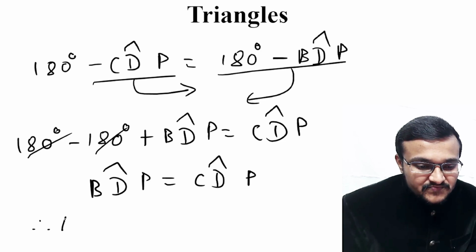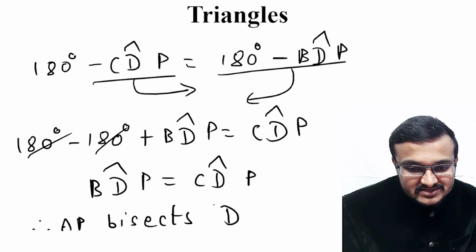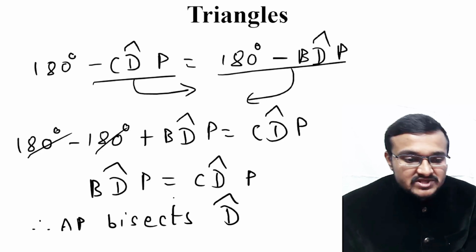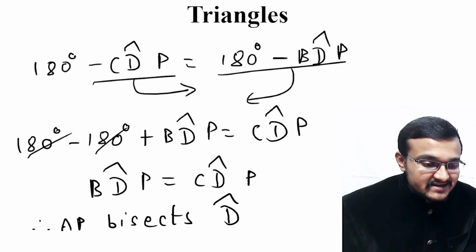So therefore this particular line AP bisects angle D. So we have proved AP bisects angle A and we have also proved AP bisects angle D.